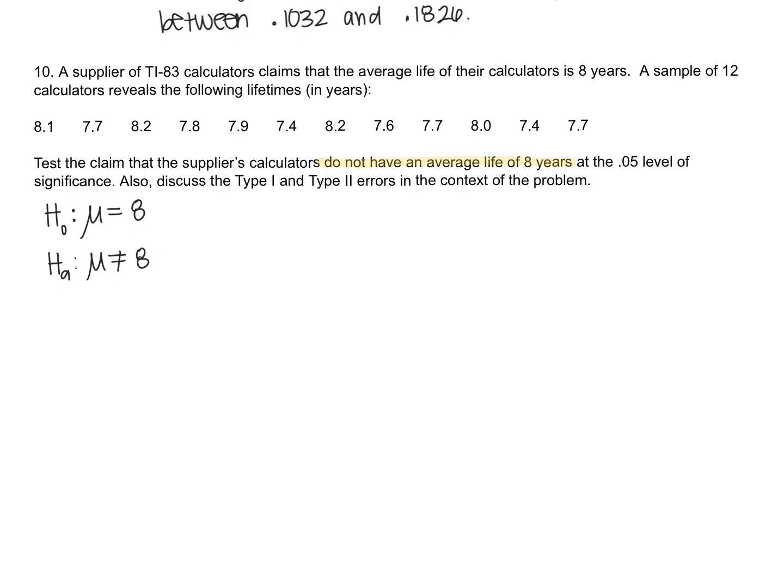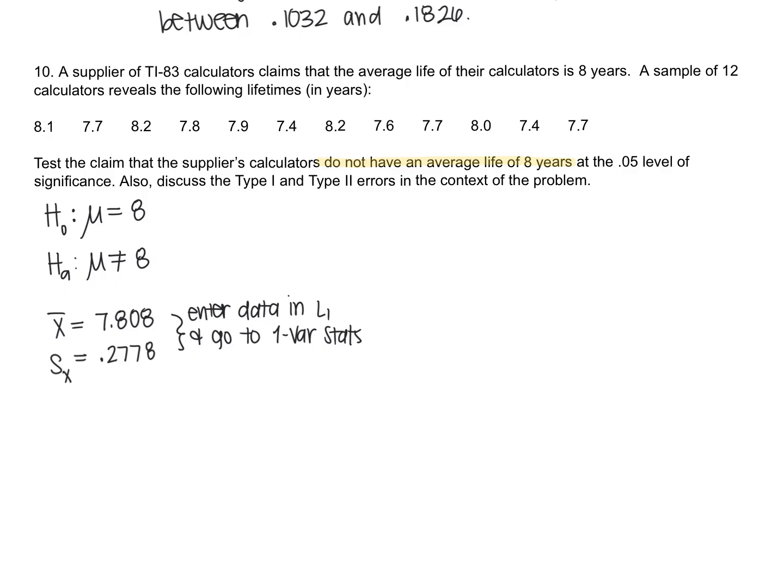Now I need to actually calculate my X bar and my sample standard deviation. So in order to get those, we're going to type those numbers into list 1, and then we're going to go to one variable stats. And when we do that, we'll get a mean of 7.808 and a standard deviation of 0.2778. So enter data into list 1 and go to one variable stats.